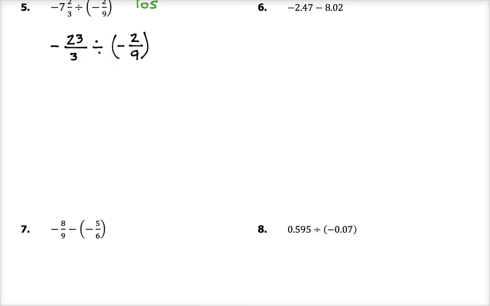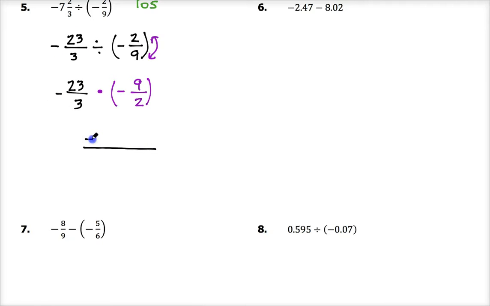Dividing fractions, we flip the second fraction and we multiply. So we're going to make this division sign multiplication. Negative 2/9, if we flip that, we get negative 9/2. Again, don't change the sign, it's still a negative, but your numerator and denominator are going to flip. And our first fraction will keep negative 23/3.